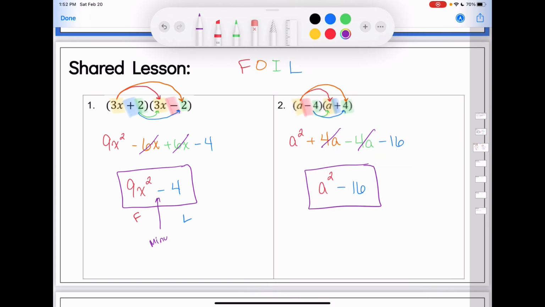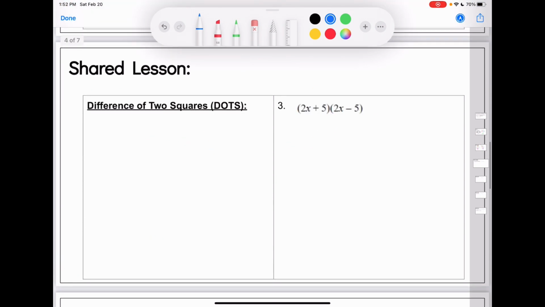minus. Look at, there was the minus as well. First terms and last terms, and it's always minus. So this is what we call the difference of two squares shortcut. Dots. We really refer to it as dots all the time. Dots, the difference of two squares says this.